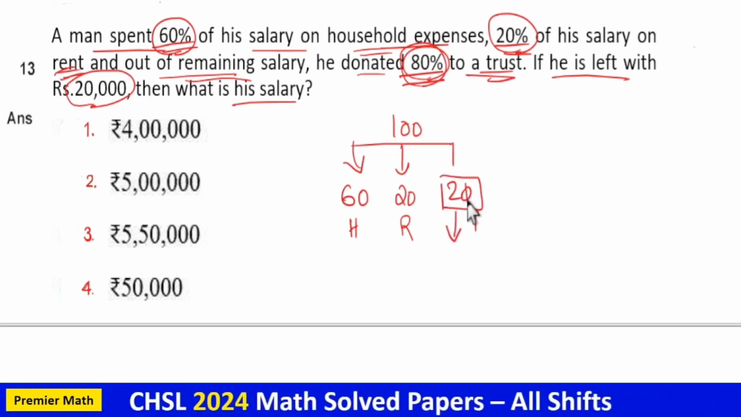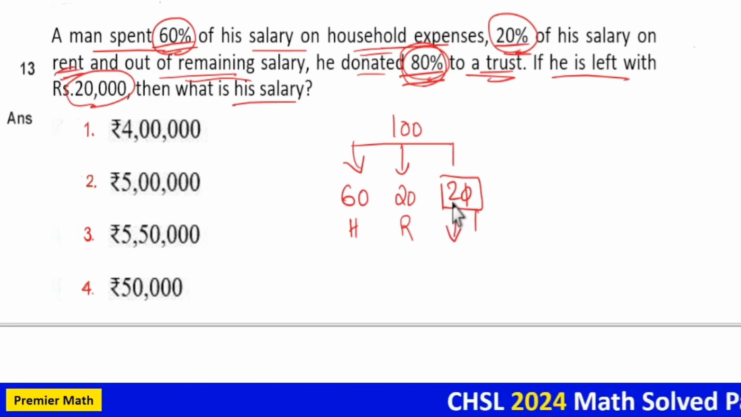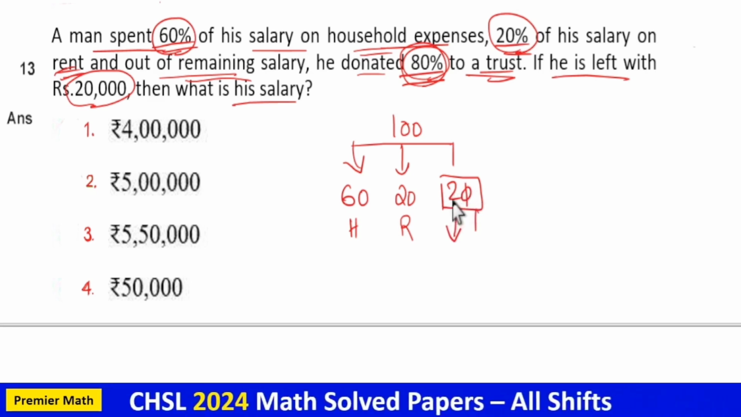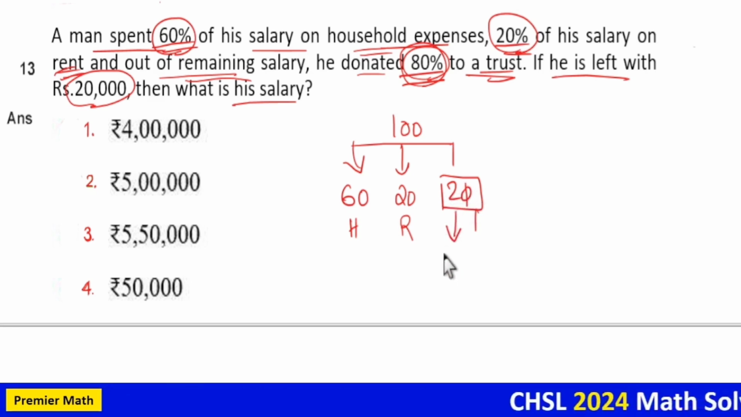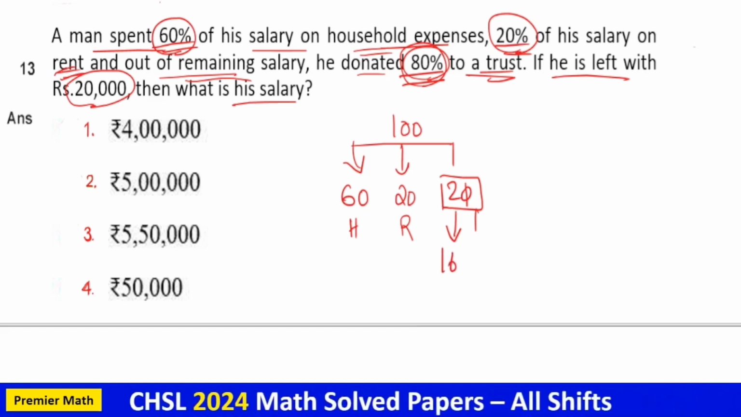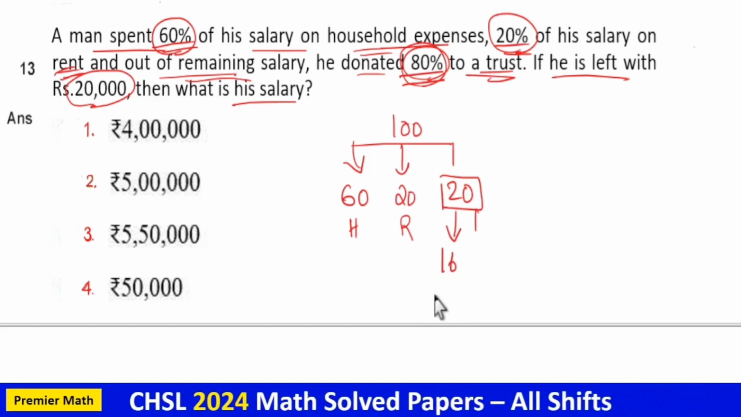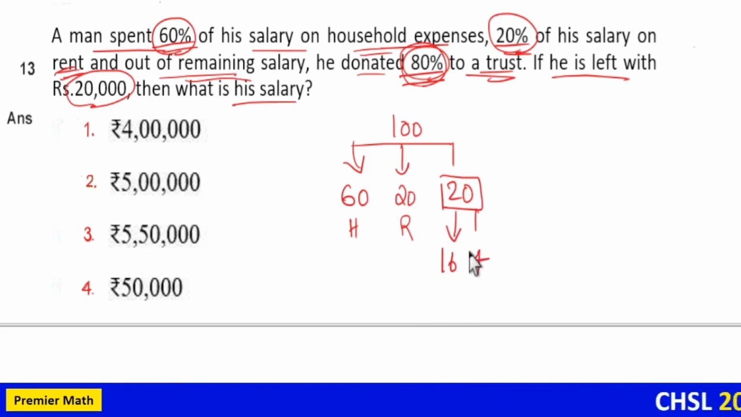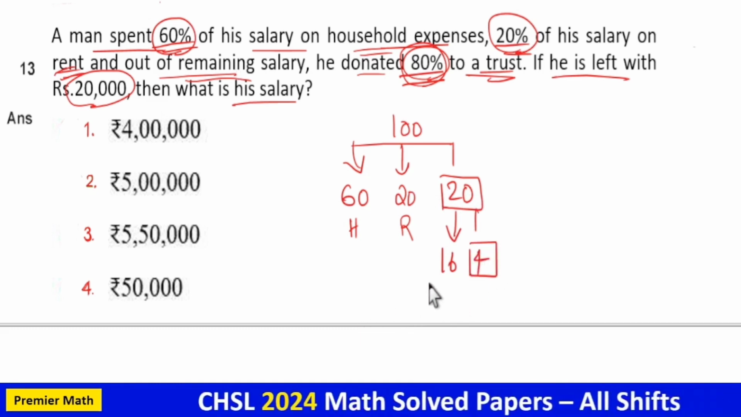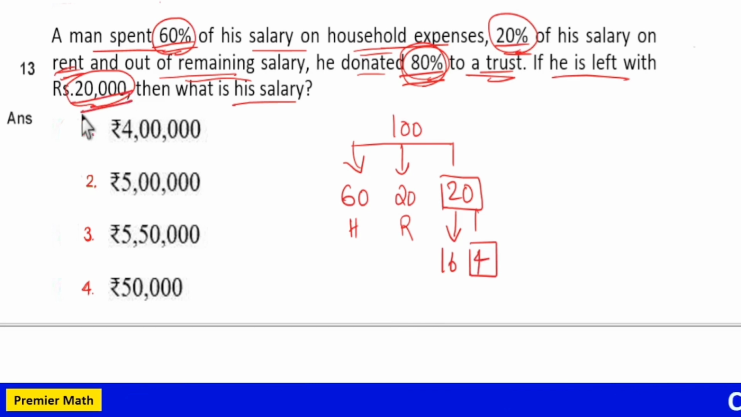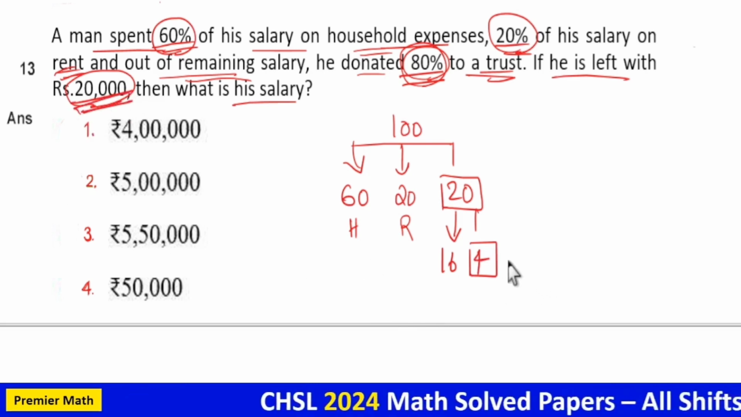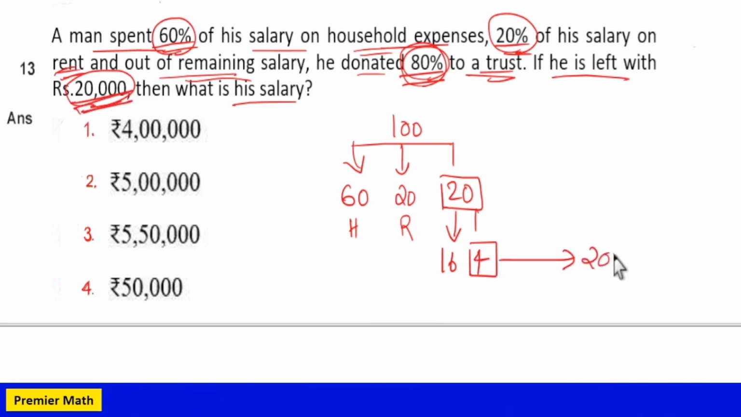80% means 10% is 2. 10% of 20 is 2. So 2 into 8, 16 is 80%. So he donated 16 rupees to a trust. Remaining is 4 rupees. So remaining is 4 rupees means here in the question remaining is 20,000. So this 4 rupees is 20,000.